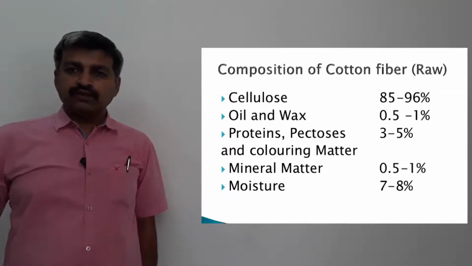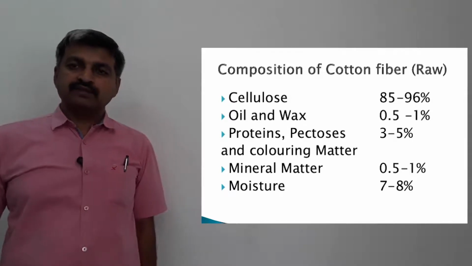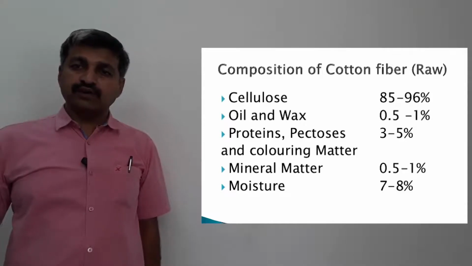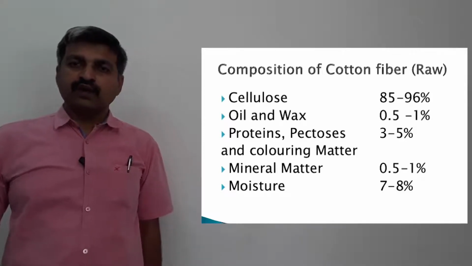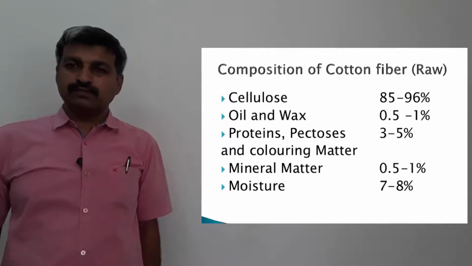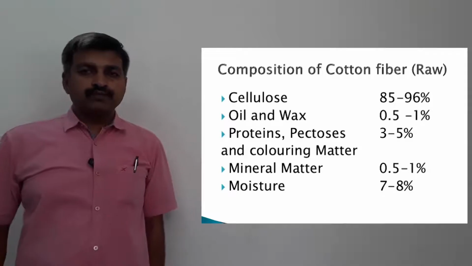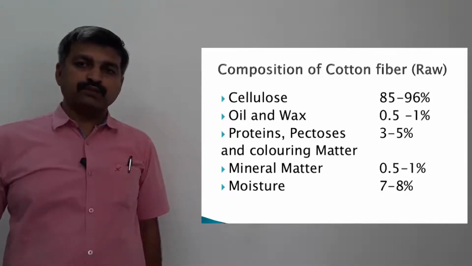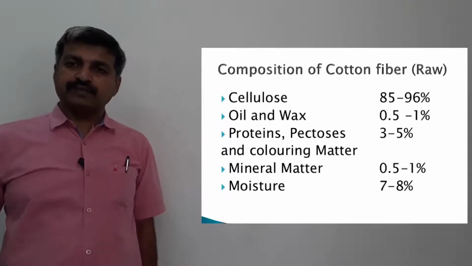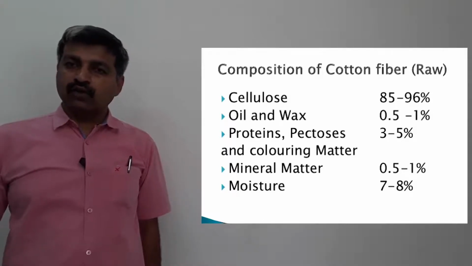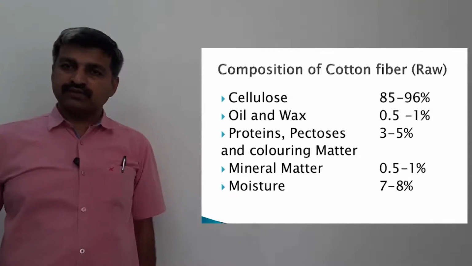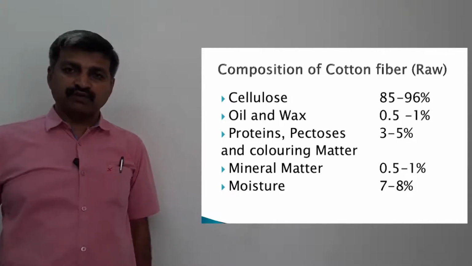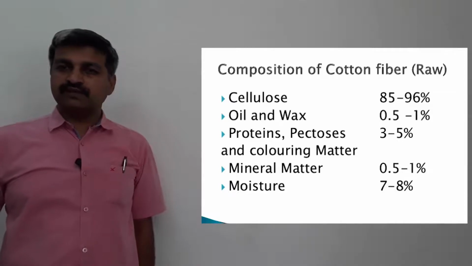And if the fiber has a higher content of cellulose, then we call it very good cotton fiber. And if it is lower content, it is poor cotton fiber. And the scouring process will remove these impurities like oil, fat, wax, pectins, proteases, and ash, moisture. All those things are removed during the scouring process, and we'll see them one by one.